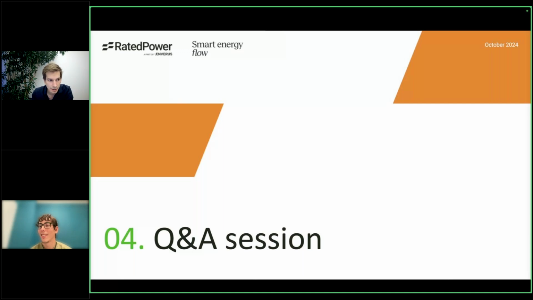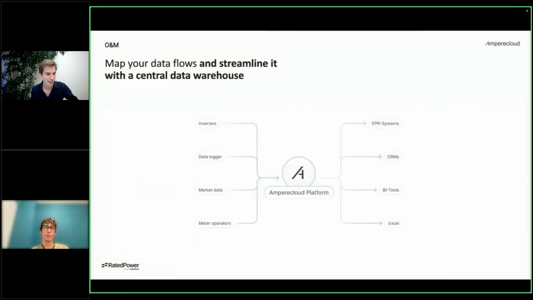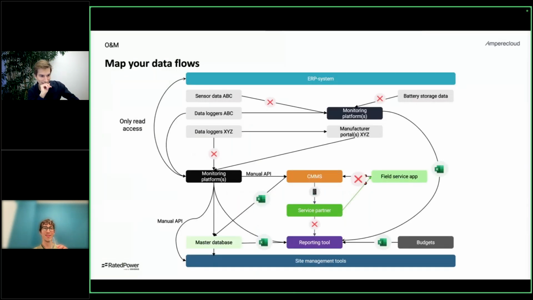Let's see. I think there's one more. What are the challenges when streamlining data in a central system? So I think in order to answer this, we can skip to one slide again where we have this map of the architecture, the chaotic one, the one before. And I think here we see basically the challenges.